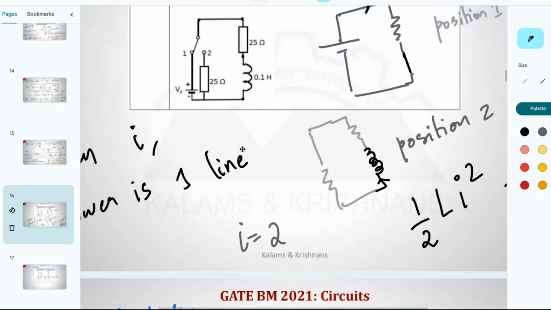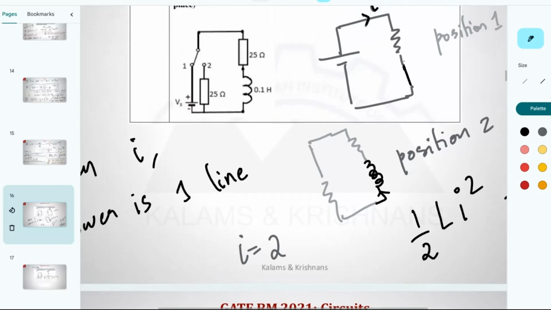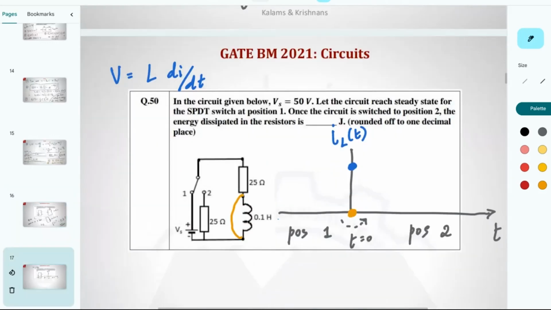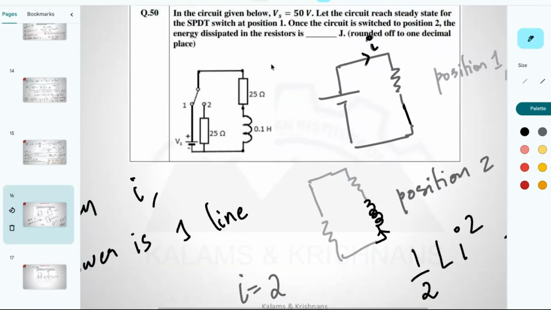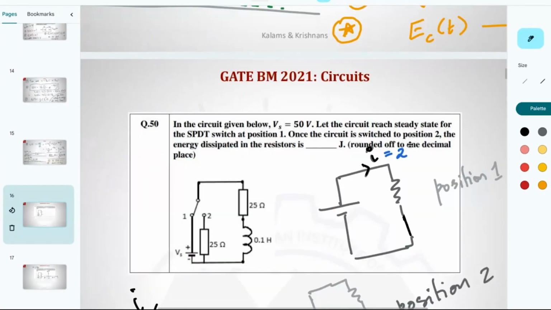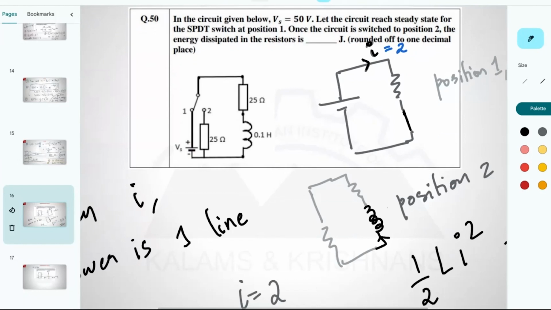Let us test it. So the position 1 steady state, notice time is starting from somewhere over here, right? It has kind of reached a steady state. What is the value there? Solve that. This is position 1, and this is shorted. The current is just V by R. The R is 25, V is 50, so I happens to be 2. We have to use the same color as this one. At that time, the position switches.